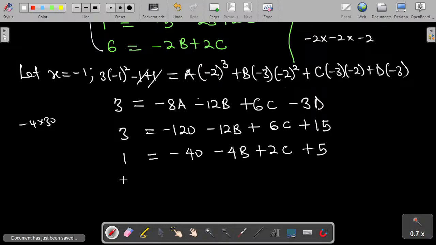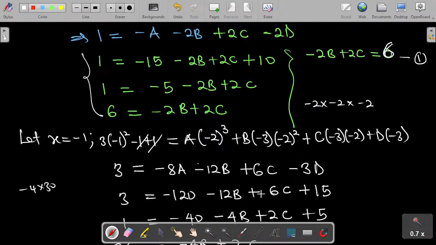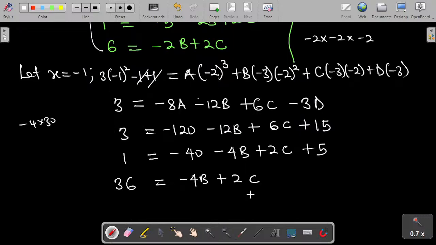Okay, so this is now going to give us, take all the constants to this side. This one plus this is minus 35. And minus 35 coming here will give us 36 is equal to minus 4b plus 2c. And if you watch, you see that 2 can still divide through, but it will be good that we leave it like this.